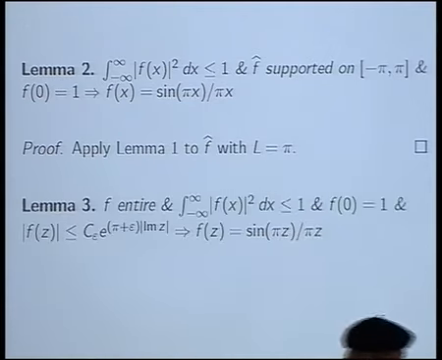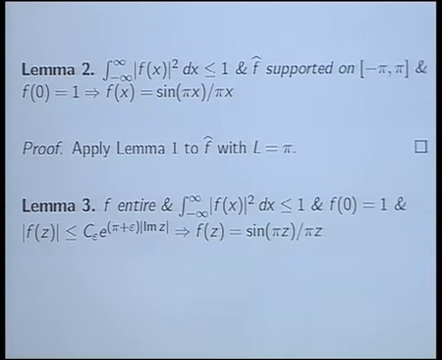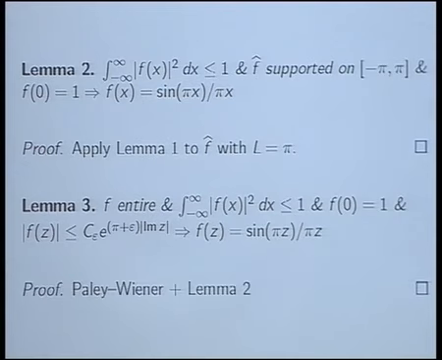The last condition is, instead of having a support condition explicitly, I have an entire function. Its L2 norm along the intervals is bounded by 1, and its value at 0 is 1. And instead of an explicit support condition, I have a condition on growth of f. Then again, I have the sinc kernel. And that's because I just take Paley-Wiener. The growth condition tells me so, and I'm done.